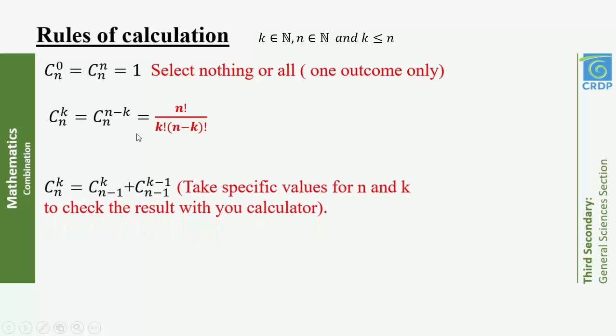Another identity that's very useful in exercises, C(n,k) is equal to C(n minus 1,k) plus C(n minus 1,k minus 1). To prove this equality, you can assign specific values for n and k and use your calculator to calculate the combinations.